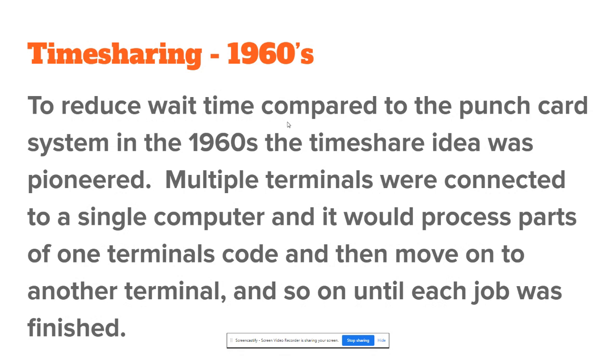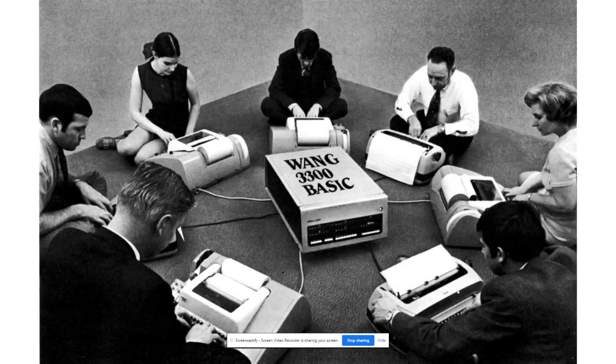Then we move on to the 60s and time sharing. To reduce wait time compared to the punch card system, in the 1960s the timeshare idea was pioneered. Multiple terminals were connected to a single computer and it would process parts of one terminal's code and then move on to another terminal and so on until each job was finished. This one computer is running calculations for all these people, but it only runs one line of this code and then it runs one line of that code, then one line of that code, and so on and so forth. It wasn't running all of them at once.